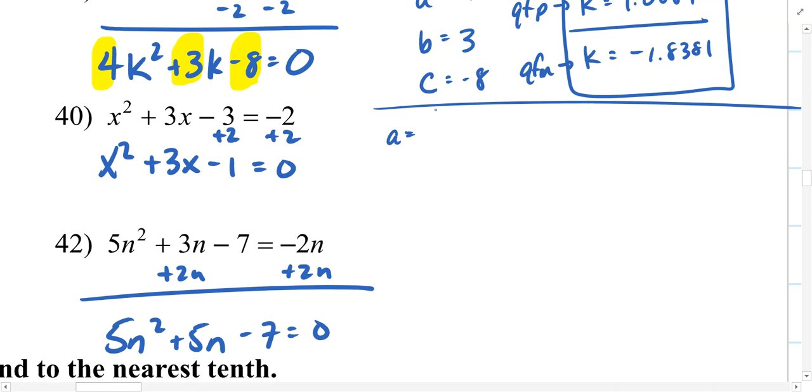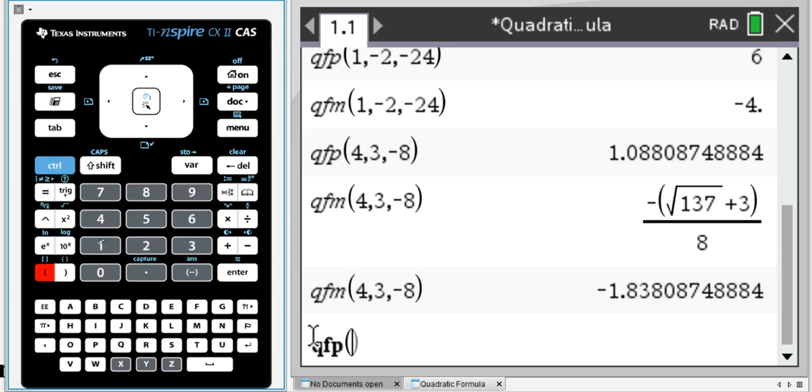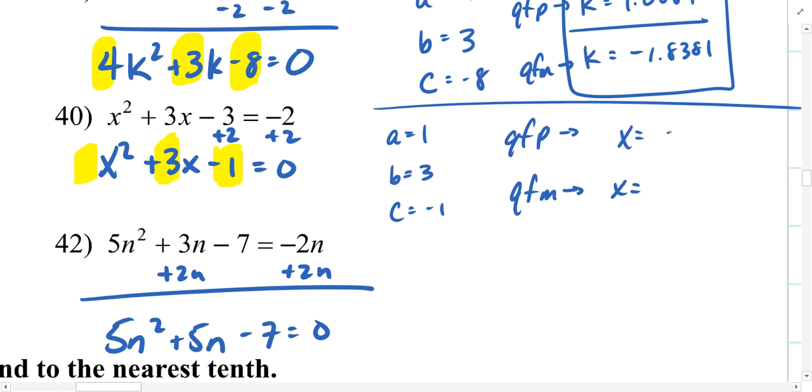With number 40, I think A should be identified as 1, B is identified as 3, and C is identified as negative 1, because we're looking at the coefficients here after we've got the equation equal to 0. And we need a result from the quadratic formula with a plus sign and the quadratic formula with a minus sign. And so that's going to tell us our two solutions. When we run quadratic formula plus with 1, comma, 3, comma, negative 1, we get this result. And when we re-execute the expression this time with an M instead of P, we get this result. So one of them is 0.3028 when rounded, and the other is negative 3.3028.